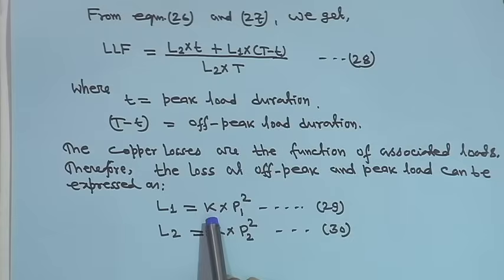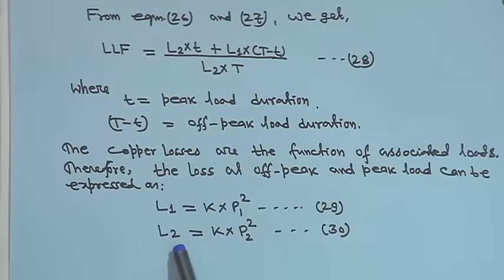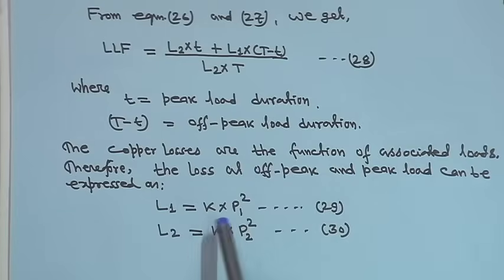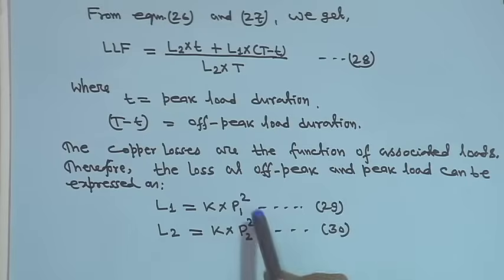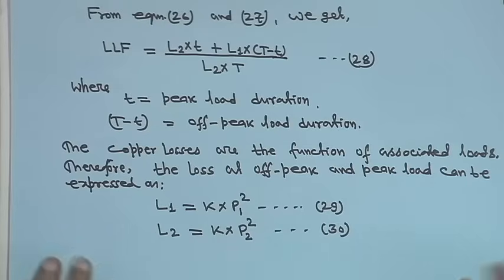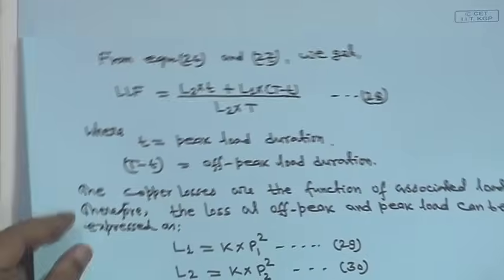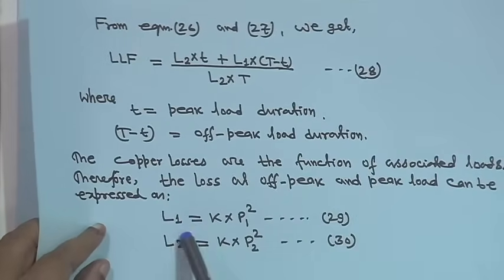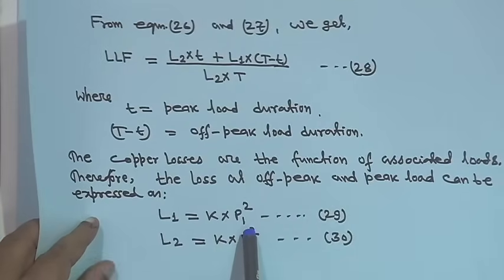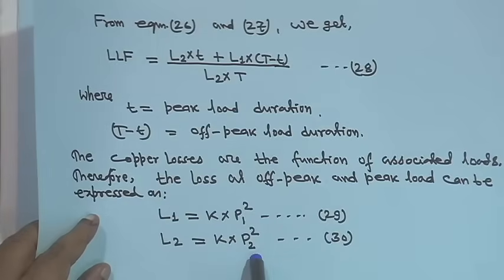This K is the constant of proportionality, it will remain the same for both. So, L1 is equal to K into P1 square. Similarly, at peak hours loss L2 is equal to K into P2 square. This is quite valid, because loss is proportional to I square and the current depends on the load, hence the loss is also related to the square of the load. Therefore, L1 is equal to K P1 square, and L2 is equal to K P2 square.